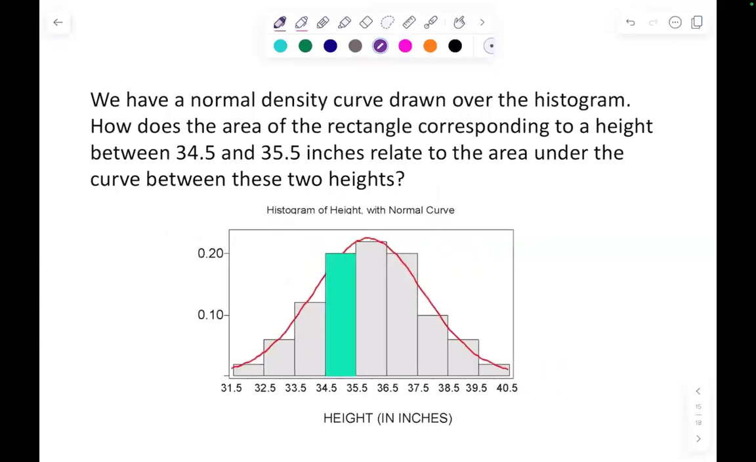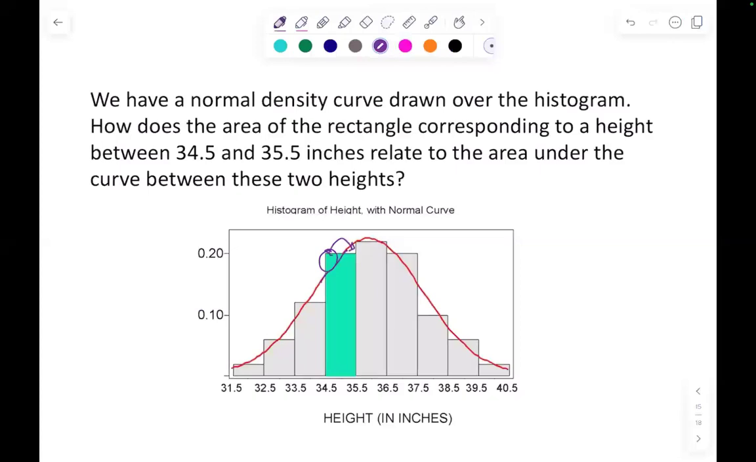So once again, here's the curve over top of it. So we're going to talk about this slice of it right there. So it says, how does the area of the rectangle between 34.5 and 35.5 relate to the area under the curve? So if I cut off this little piece right here, I can take this and put it into here, and we're going to be really close to that area. Then I showed you in the uniform distribution how the area fits the probability.